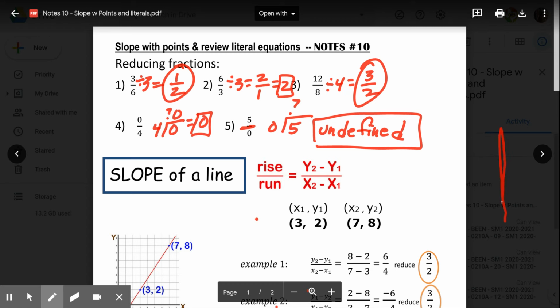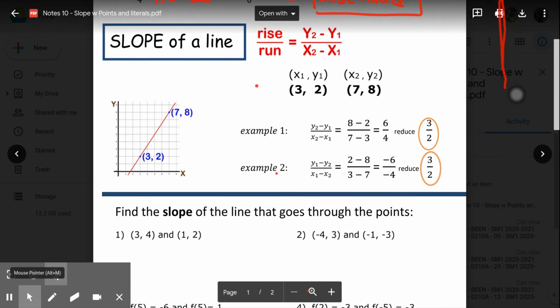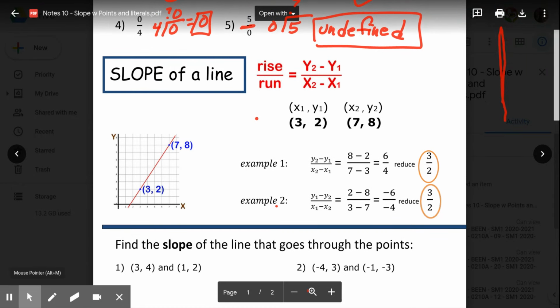All right, let's take a look at what we're going to be starting with now, which is calculating the slope. The slope means rise over run. So what we're going to do is take the difference, or a triangle, the change in y over the change of x. And what you're going to do is you're going to take your y values right here.